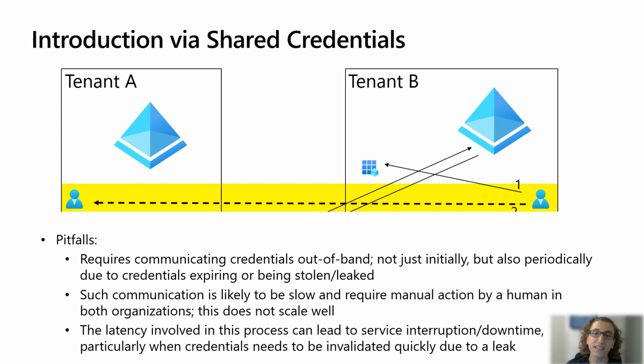Furthermore, it's likely that this process of generating a new secret, distributing it across tenant lines, and beginning to use it is going to be slow. There's almost certainly going to be humans involved in both organizations that need to manually take action. And maybe that's okay for the initial setup, but once these services are in production and taking traffic, the latency involved in a reactive secret rotation like that could easily lead to service interruption or downtime because the calling service won't be able to access its dependency, and maybe it's a critical one.